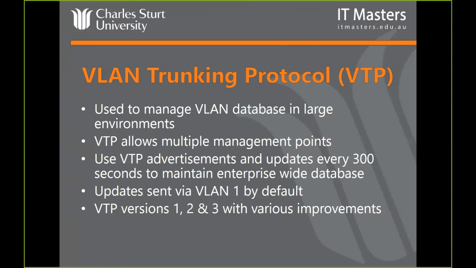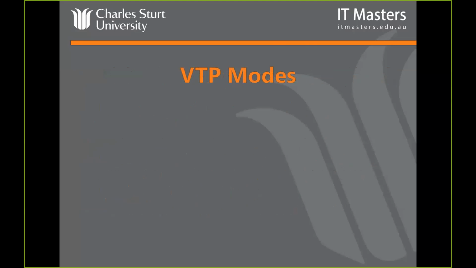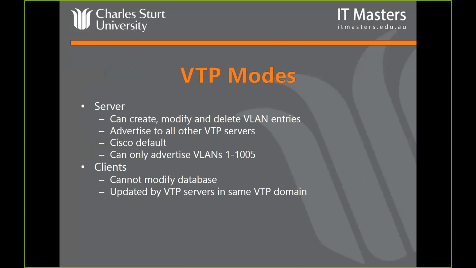VTP advertisements or updates are sent out every 300 seconds. Their updates are sent on VLAN 1 by default, another good reason for not having that as a native VLAN. VTP versions 1, 2, and 3 have various improvements, VTP 3 being the latest, mainly revolving around security and speed of delivery. Best practices usually suggest that you do your VLANs statically rather than use VTP, because there is always the opportunity that someone can come along with a different switch, a different version of the VTP database, and wipe everything out. So in most cases you're not going to use it, but it's there if you want to.